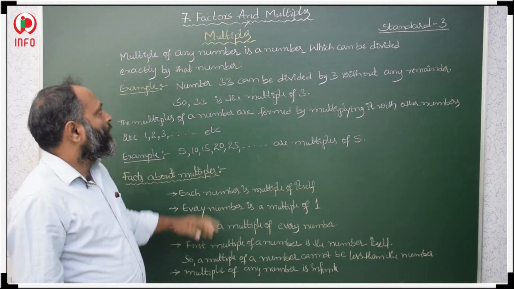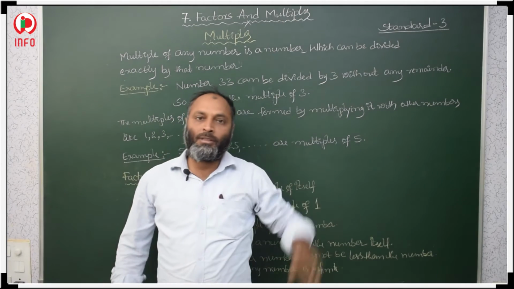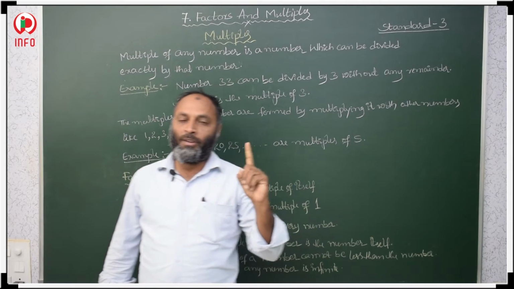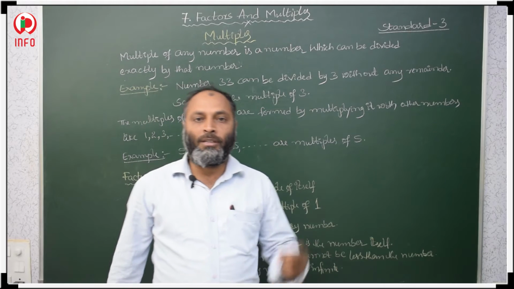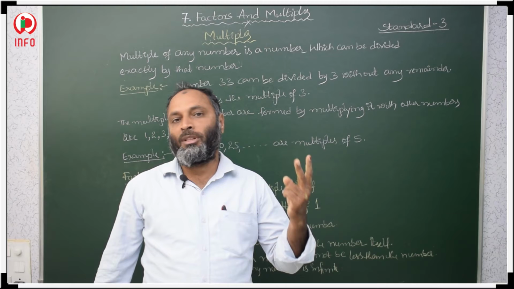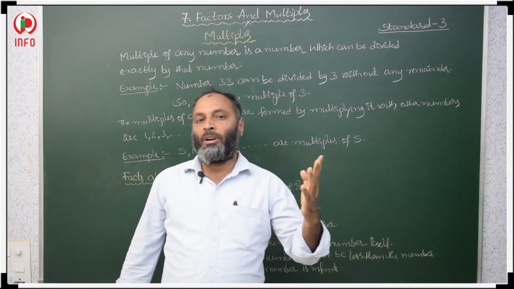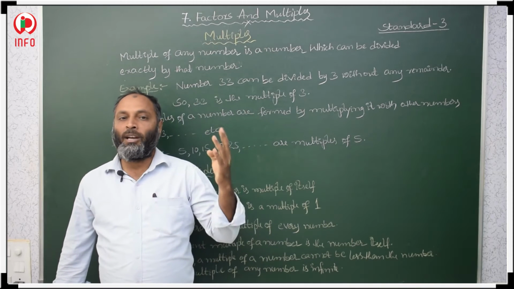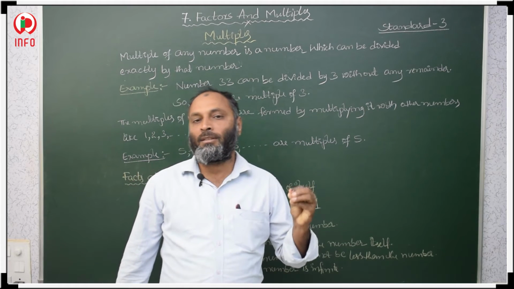Now, the next concept is multiples. Before this, we learned about factors. What is a factor? We discussed the factor definition and how to find factors using two methods: one is division, and the other is multiplication, the product of two numbers. After that, we discussed common factors, the greatest common factor, what it is used for, and how many methods there are to find it. All this we discussed.